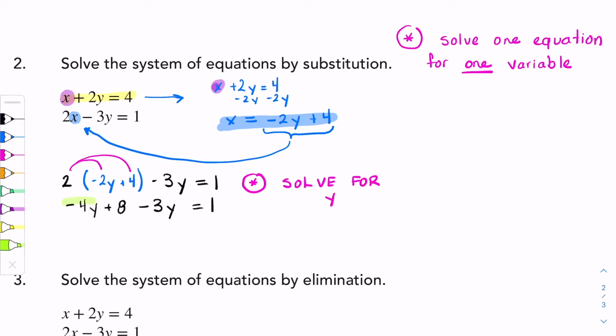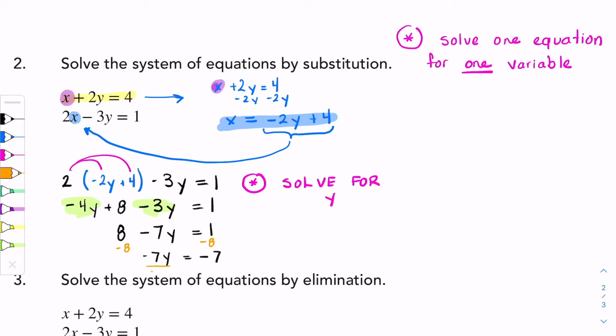Combine like terms when possible. My only like terms are negative 4y and negative 3y. That gives me 8 minus 7y equals 1. Remember, I'm solving for y, so therefore I would have to subtract 8 from both sides. That leaves me with negative 7y equals negative 8 plus 1, which is negative 7.